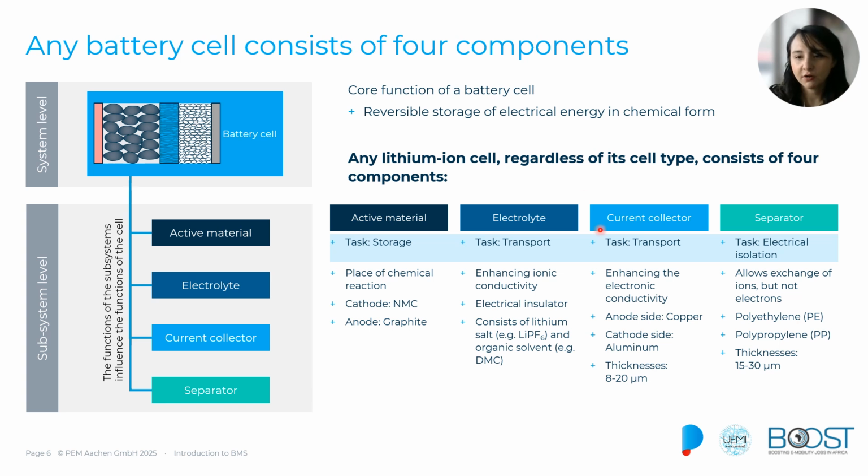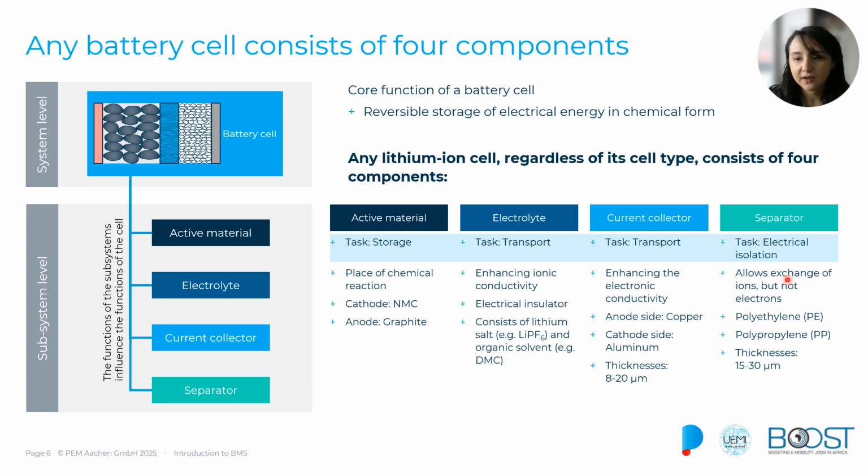We also have the current collectors that you can see over here, I'm highlighting. The current collectors, depending on whether they are in the anode or in the cathode, have different materials. Usually on the anode side we use copper foils, and on the cathode side we use aluminum foils. The function of this is to conduct the electrons from the battery cell to the external circuit, enabling the cell to power any external system that we connect to it.